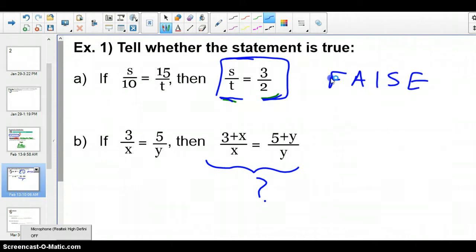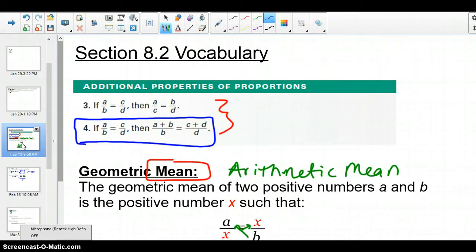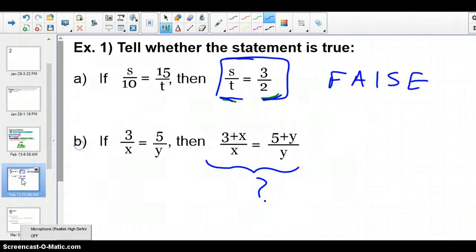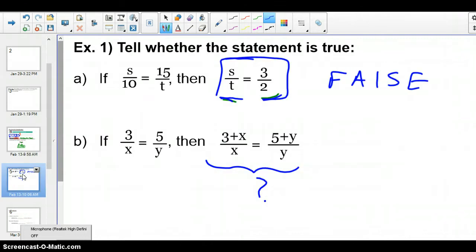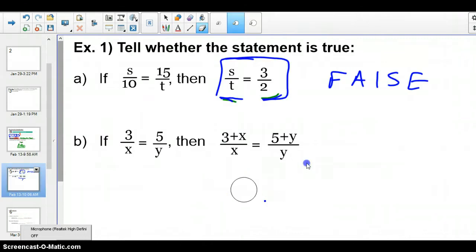Let's look at part B. So you have here 3 over x is equal to 5 over x. Looks like they're adding something to the numerator. So your instinct is to decide if it's property 4. Okay. Looks like they're adding x to the numerator on the left-hand side, and they're adding y to the numerator on the right-hand side, which is exactly the property. If you notice the property here, if you've got b in your denominator for this section and d in your denominator for this section, you add b to the top and then you add d to the top. So this is actually true.